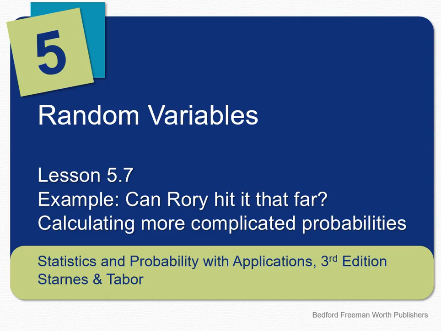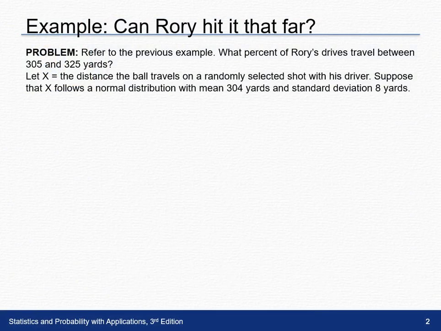In lesson 5.7, can Rory hit that bar? We'll be calculating more complicated probabilities. Refer to the previous example. What percent of Rory's drives travel between 305 and 325 yards? Let x be the distance the ball travels on a randomly selected shot with his driver. Suppose that x follows a normal distribution with a mean of 304 yards and a standard deviation of 8.